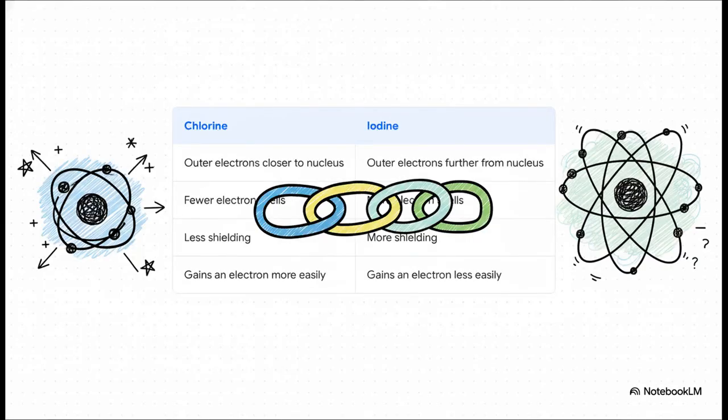So why is chlorine more reactive than iodine? Well, the perfect answer connects the dots. It starts with chlorine having fewer electron shells. That means its outer electrons are closer to the nucleus. Because they're closer, there's less shielding from the inner electrons blocking that positive pull from the nucleus. And the result? A much stronger attraction that lets chlorine snatch an electron way more easily. See how each point just flows into the next? That's what they're looking for.